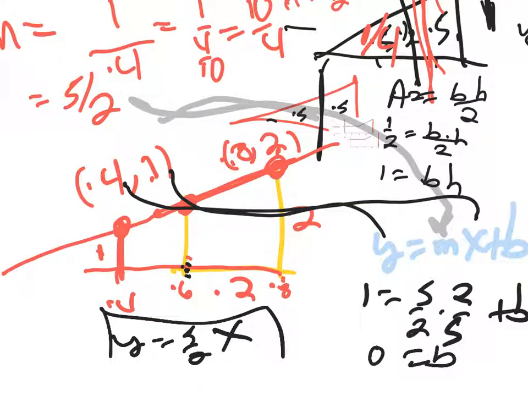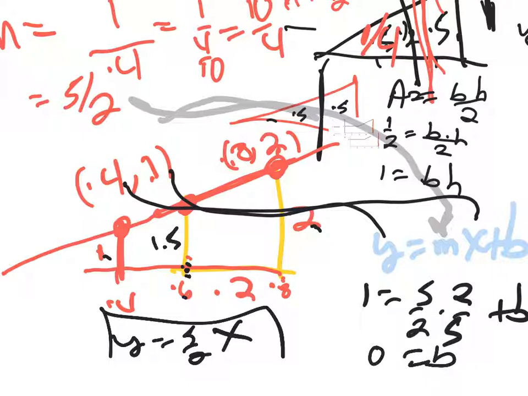There's my equation. Will somebody please plug in 0.6 in that equation and tell me how high it goes? 5/2 times 3/5 is 15/10, which is 3/2, 1.5. Yes? Okay. So this height is 1.5. It makes sense because this height was 1 and this height is 2. It kind of makes sense.